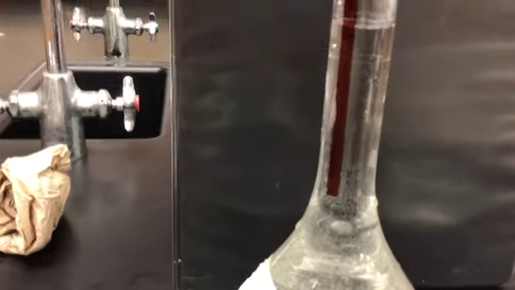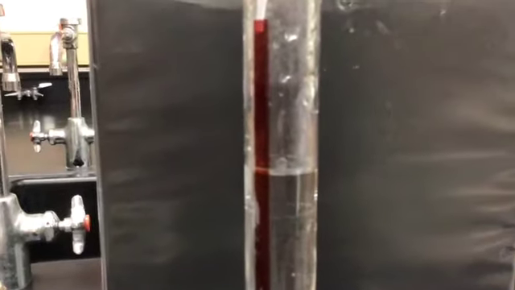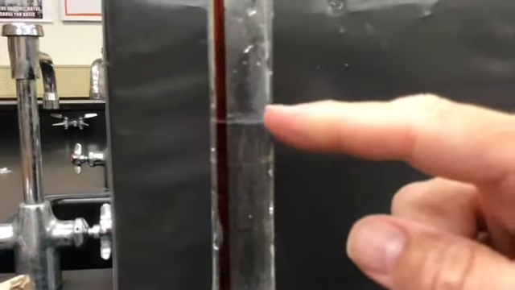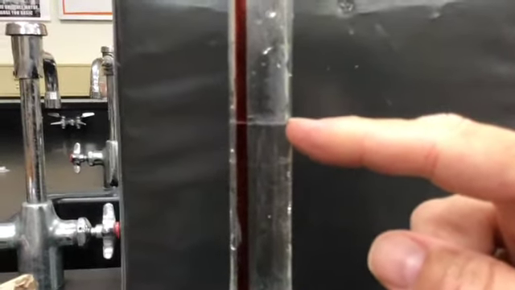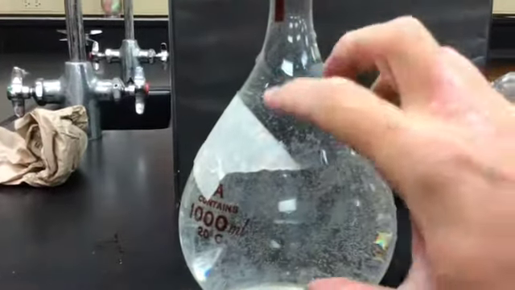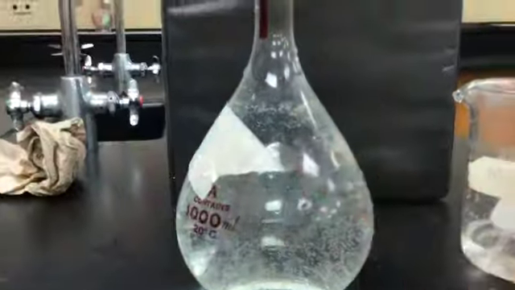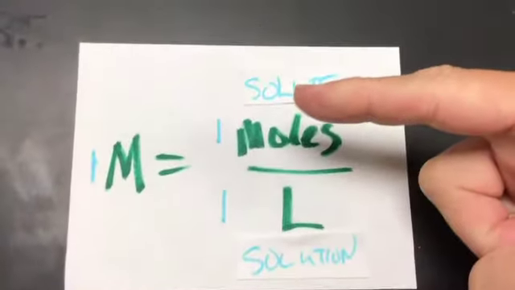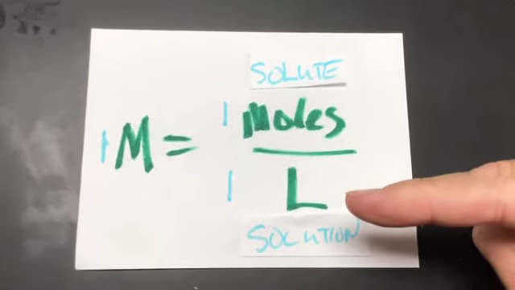And you want to arrange it so that the bottom of the meniscus, the bottom of that curve, is right at your line that's here. And that looks pretty good. So that one there looks pretty darn good. My water level is here. And now I have 1 liter of total solution. And dissolved within that, I have 1 mole of my solute. So 1 mole of solute per 1 liter of solution.